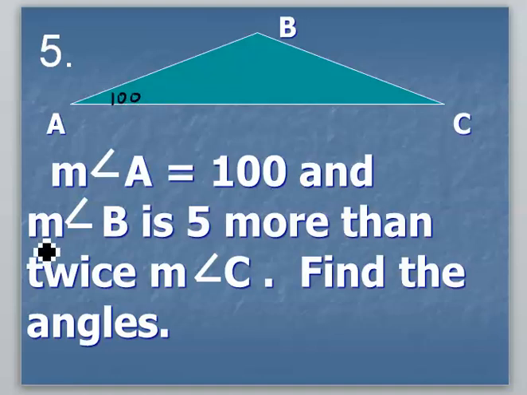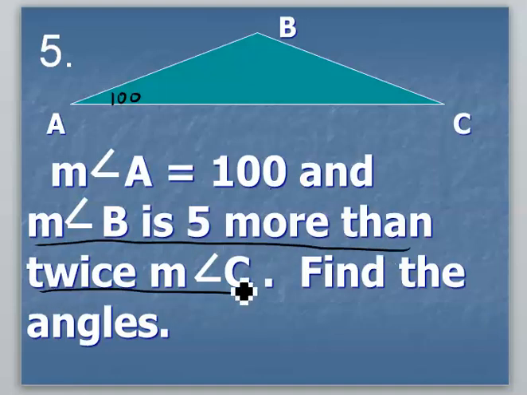And the measure of angle B is 5 more than twice the measure of angle C. A little trick to word problems: whatever comes at the end is going to be x. Angle B is being described using this angle C, using x. So it's 5 more than twice x. Twice tells me to multiply by 2. 5 more than that means I'm going to add 5.